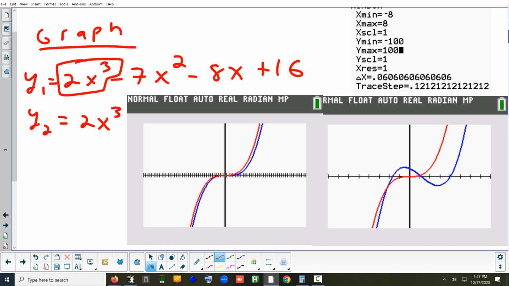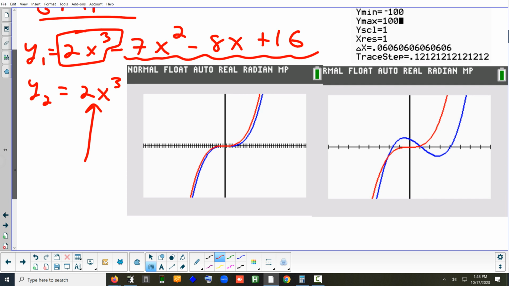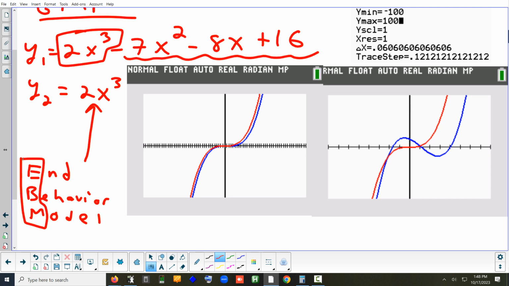That first term, 2x cubed, basically controls what this graph is going to look like. This minus 7x squared minus 8x plus 16, when you zoom out enough, this part has really no effect on the picture at all. Because cubing something is way more powerful than squaring it as you start to get bigger and bigger and bigger. So this term right here, 2x cubed, is called an end behavior model. EBM. Okay, end behavior model.